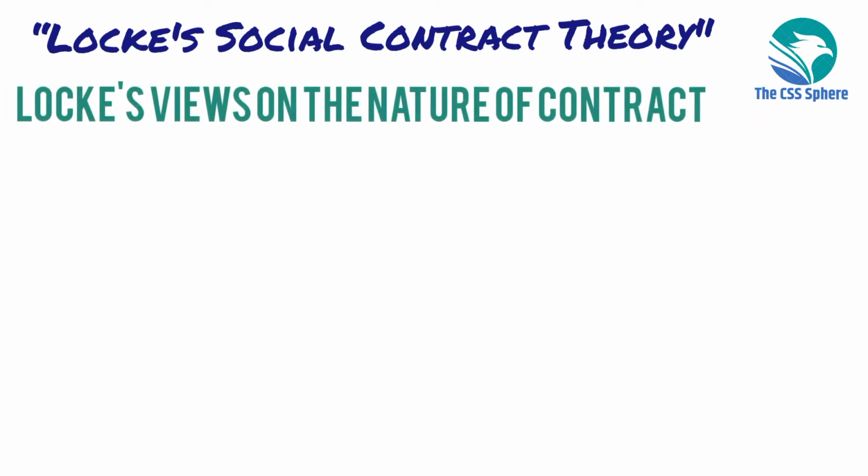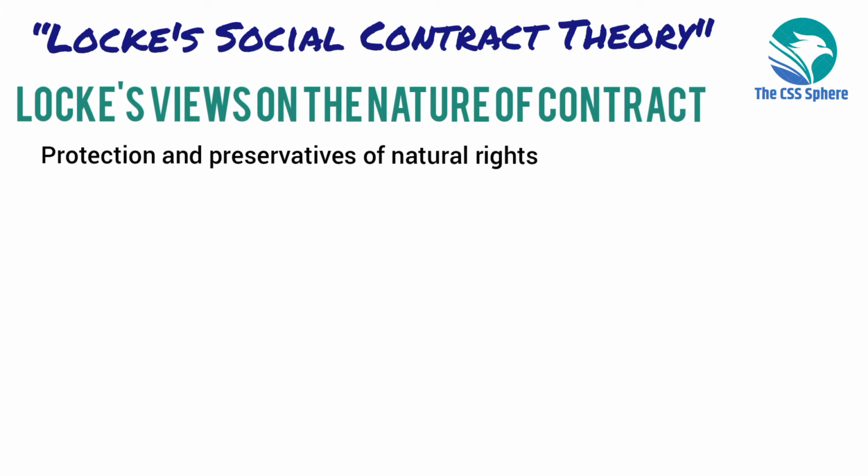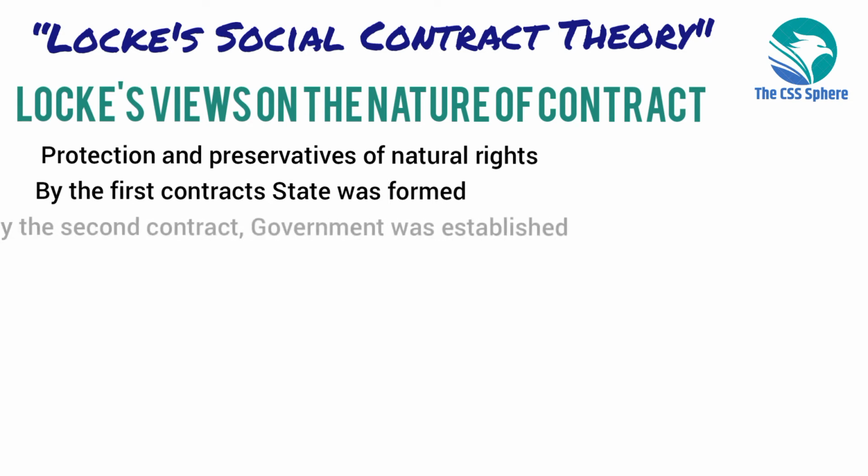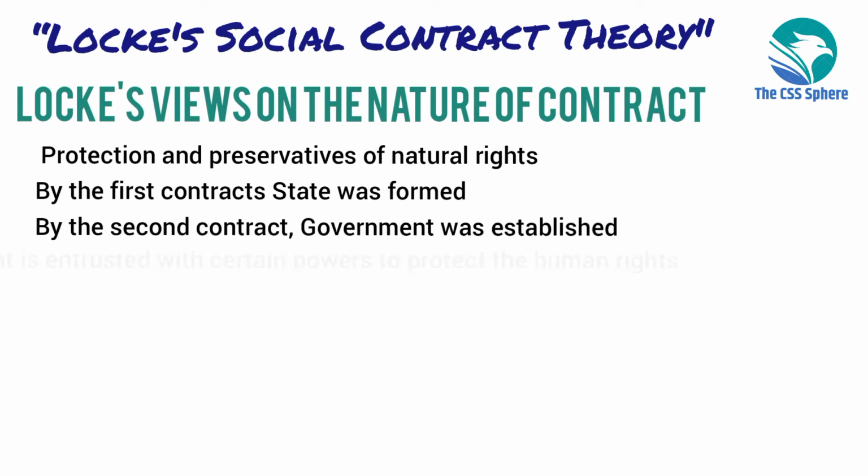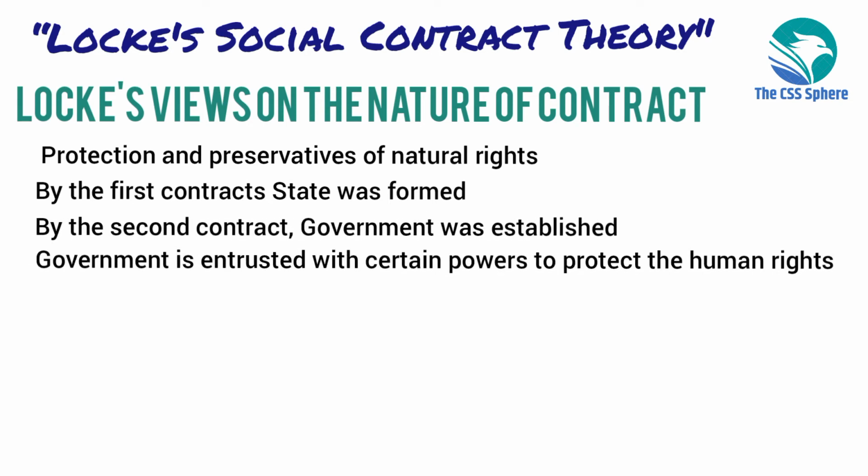Locke's view on the nature of the contract. The main purpose of the contract was the preservation and protection of natural rights, for example, liberty and property. There were two contracts. By the first contract, the state was formed, and by the second contract, the government was established. In this contract, government is entrusted with certain powers to protect the rights of people.